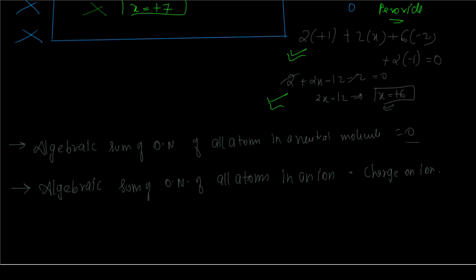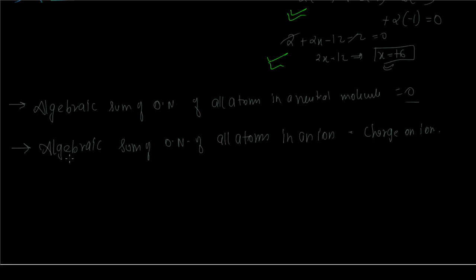Clear? Let's take an example. For example, sulfate ion, SO4 minus 2. Sulfate ion. So the sum of oxidation numbers of all atoms in the sulfate ion will be equal to the charge, that's minus 2, so that will be minus 2. Clear? If we take the example of ammonium ion, NH4 plus, in this case also, the sum of oxidation numbers of all atoms involved will be the charge on the ion, which will be plus 1.